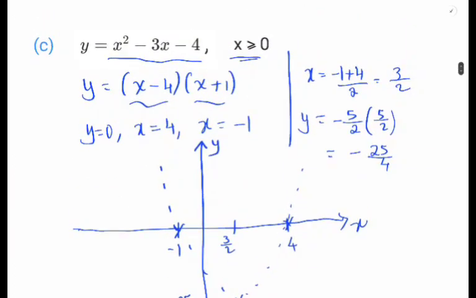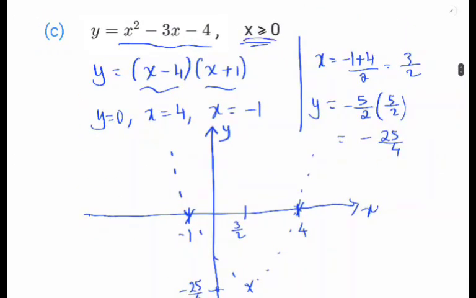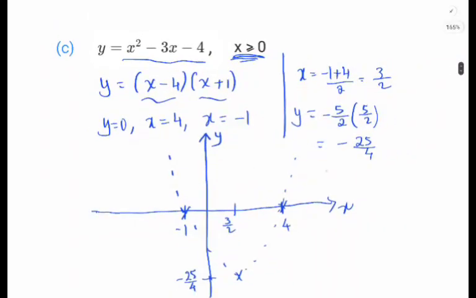But because your domain is given as x bigger than or equal to 0, when x is 0, y equals 0 minus 0 minus 4, so negative 4. So (0, negative 4) is somewhere here. That means your graph will go in this way, all the way like that.